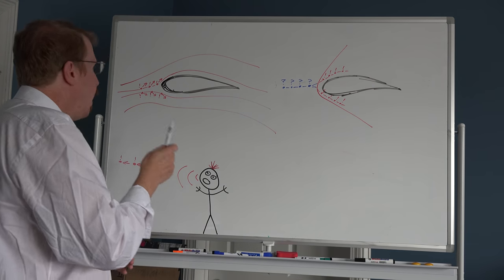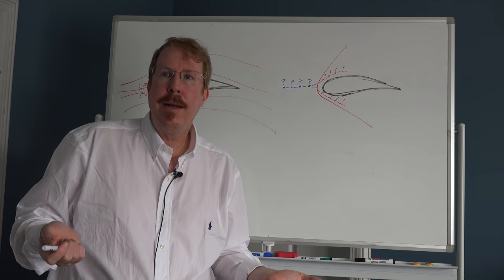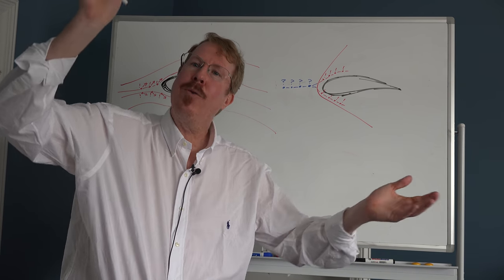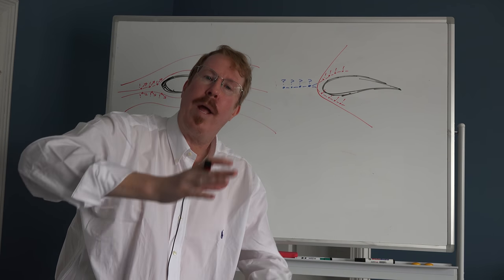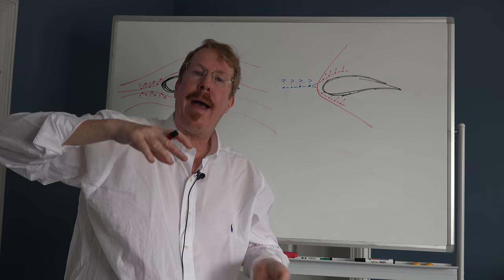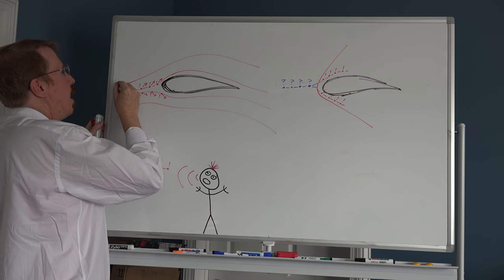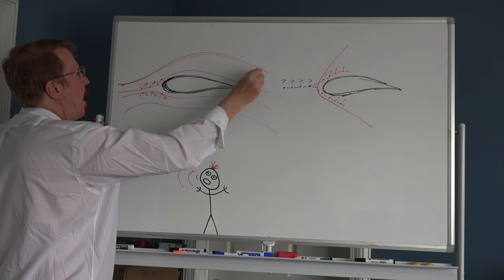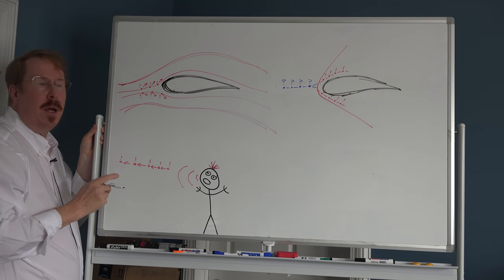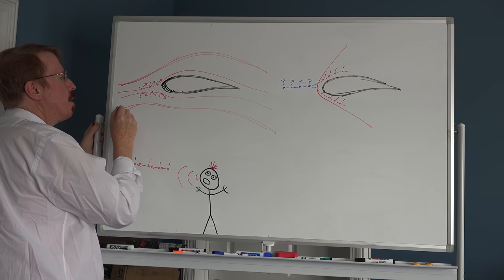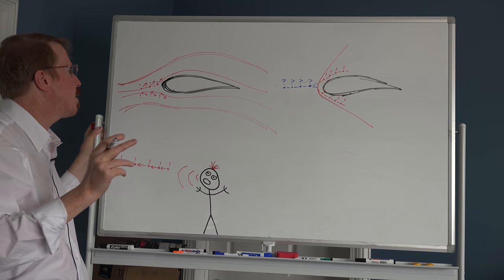So, if a wing is going to have low drag, then air needs to get out of the way of the wing gradually. How does the air get out of the way gradually? Well, it starts moving before it gets to the wing. Notice that the air is already starting to split apart before it gets to the wing. That is that nice, slow acceleration.